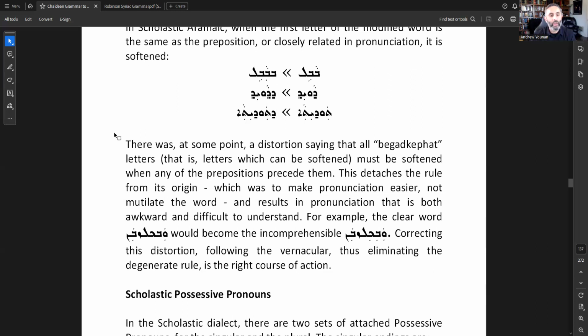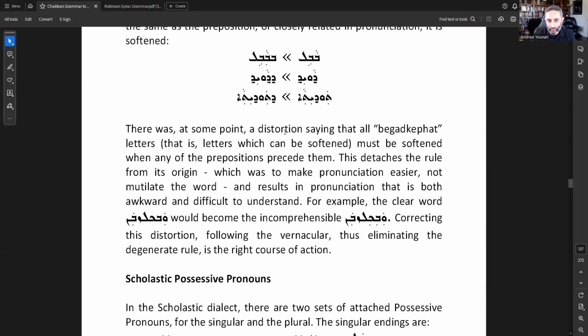But just for you to understand, at some point that rule became distorted and maybe exaggerated. This distorted rule says that all these letters that can be softened, begadkefat: beth, gemel, deleth, kap, peh, and tau, must be softened when any of the prepositions precede them. So the rule went from "you want to soften it so you can pronounce it" to "any of them that can be softened, you want to soften them." But the rule originally was meant to make pronunciation easier, not mutilate the word. And this new rule results in pronunciation that's both awkward and difficult to understand.